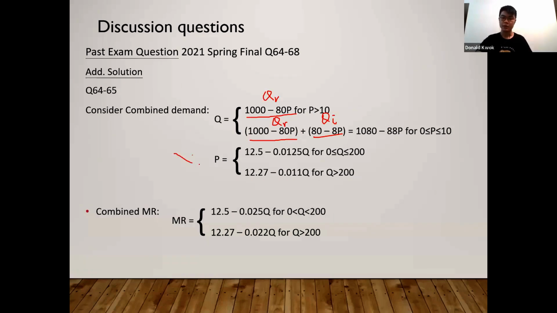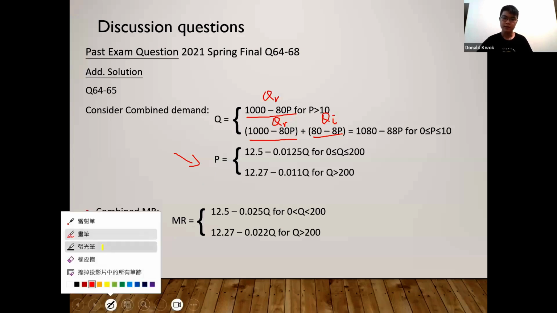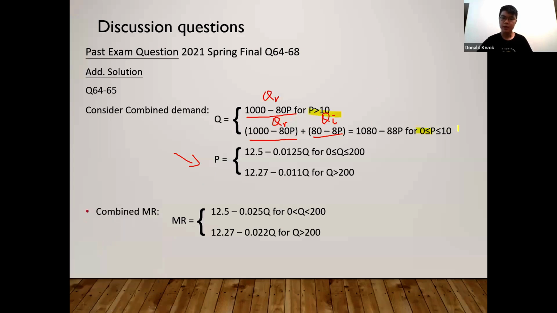And the second step is just to rearrange using P as the subject. You actually do not need to do so, because in the next step to derive the MR curve, we just multiply the coefficient in front of Q by 2. But here I just do the change of subject for better presentation. Also, I change the price range into the quantity range here. Right, so that's all for step 1.